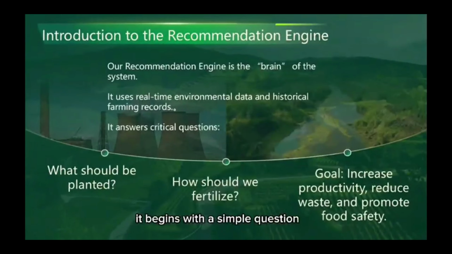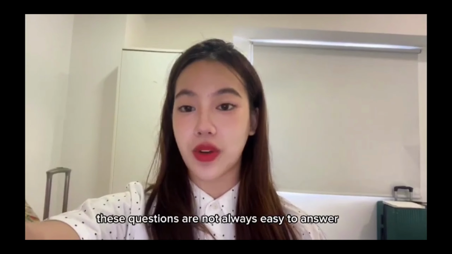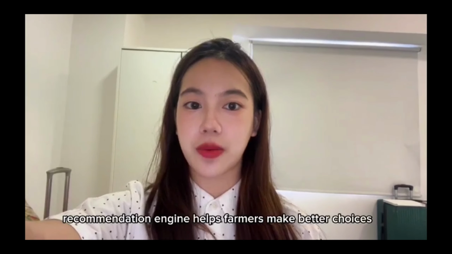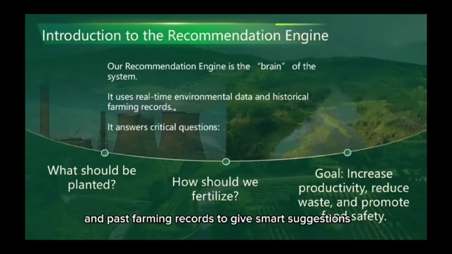Hello everyone, today I will introduce the recommendation engine, the brain of our smart farming system. It begins with a simple question: what should farmers plant, and how should they fertilize their land? These questions are not always easy to answer, but our recommendation engine helps farmers make better choices. It uses real-time data and past performance records to give smart suggestions.